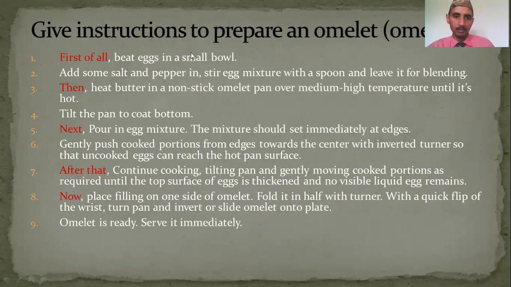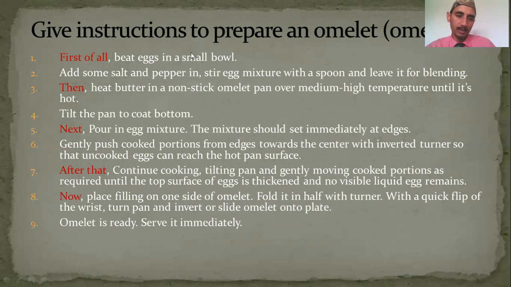Number 8, now place filling on one side of omelet, fold it in half with turner. With a quick flip of the wrist, turn pan and invert or slide omelet onto plate. So this number 8 means we have to put it onto a plate, okay, by using our hand and turner, so that the cooked omelet will be on the plate.